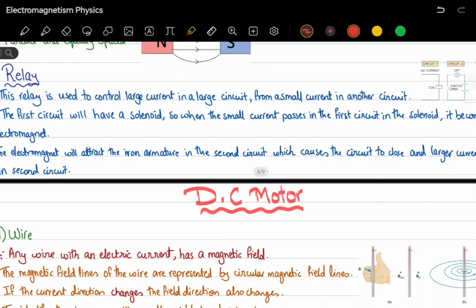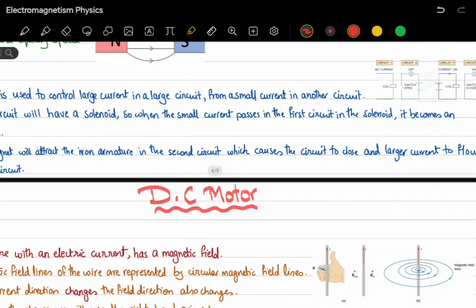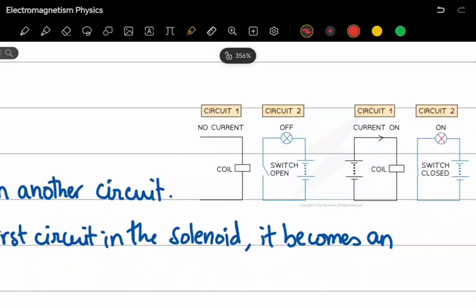And therefore, this will attract the iron armature in the second circuit, and it causes the circuit to close and a larger current to flow in the second circuit. As you can see, we need to have a coil or a solenoid. So, when the current is on, it causes this coil to become magnetized and to become an electromagnet, which will attract the iron armature in the second circuit, and therefore this will cause a larger current to flow in the next circuit, causing the components in the second circuit to switch on.